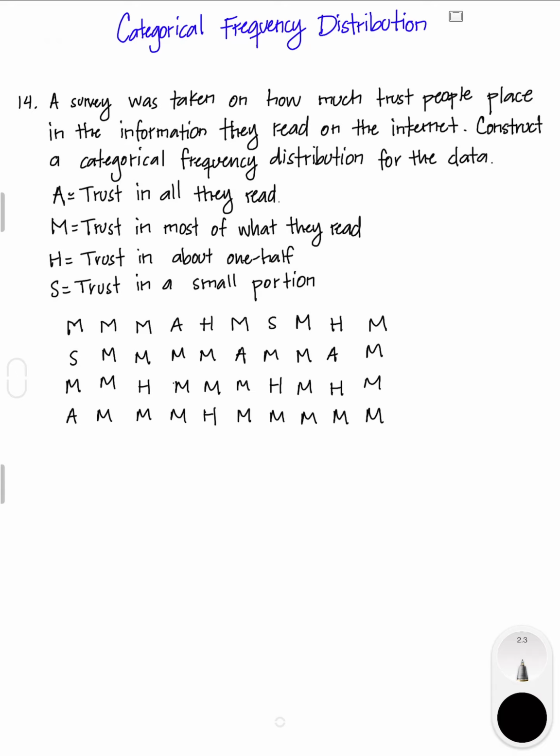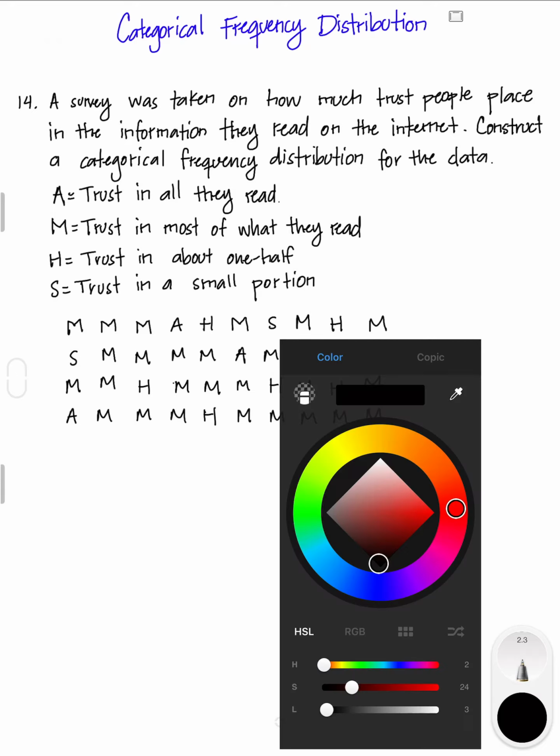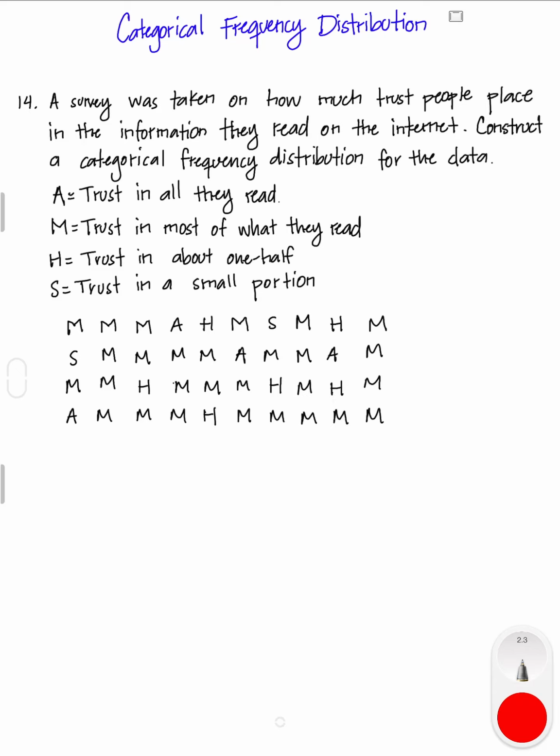It says that A represents those who said that they trust in all they read. M is when they say that they trust in most of what they read. H is for those that trust in about one half of what they read. And S is when they trust in a small portion. And now they do give us all the values, right? So the data, which is basically all of these letters that we have enclosed in this box.